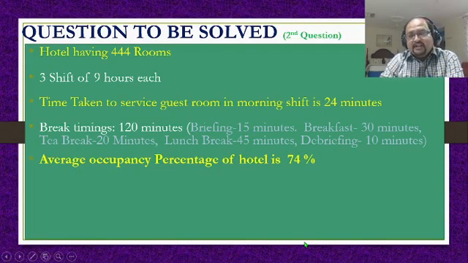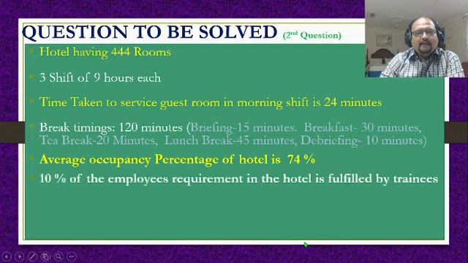Average occupancy percentage, which was not there in the previous question, but this question says average occupancy percentage of hotel is 74%. And it has got one more condition. 10% of the employees requirement in the hotel is fulfilled by the trainees. That means you need to calculate requirement of only 74% of the total number of rooms that you have. And after that you also have to reduce 10% from that, because 10% of the employees requirement is compensated by the trainees in this particular hotel.